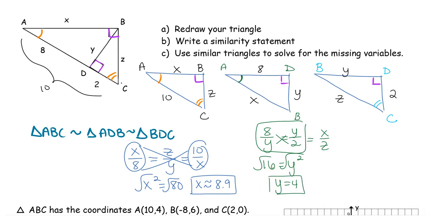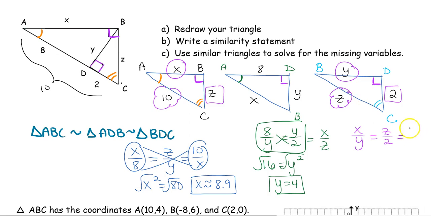And the last one, we compared the first 2, the last 2. Now we're going to compare the first triangle and the last triangle. So x corresponds to y, so we have x over y. Z corresponds to 2, so z over 2. And 10 corresponds to z, 10 over z. We are going to choose those 2, so z squared equals 20. Square root of 20, we get z is going to be about 4.5.